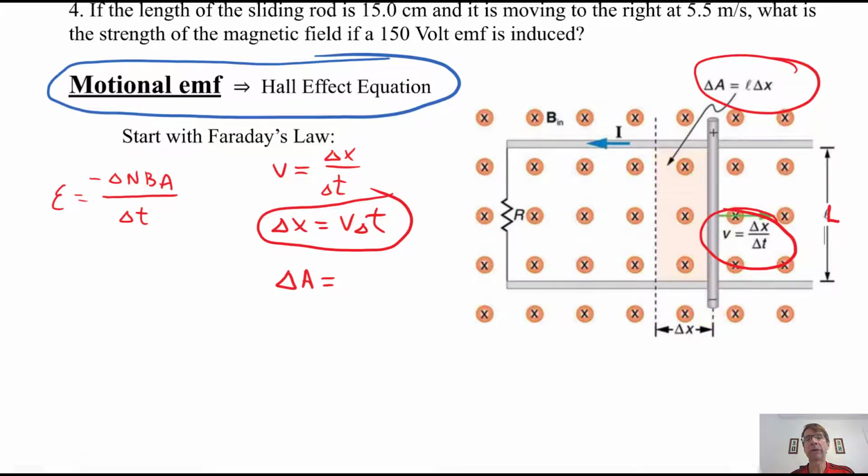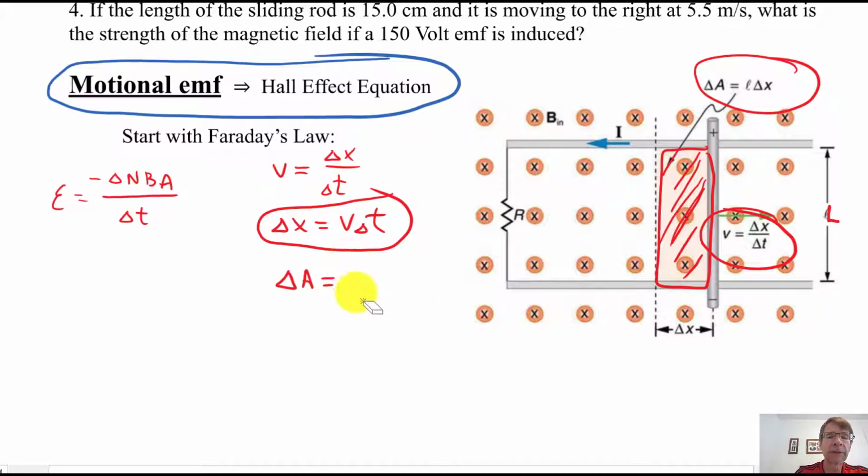So that area that's shaded, I'll just highlight it right there. That's the increase in area. That's the new area. I'm just putting hash marks in there. All right. So the area is just the length times delta x. I'm going to say delta x times L. It doesn't really matter. L times delta x or delta x times L.